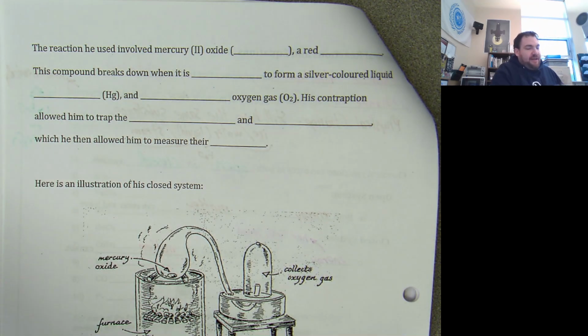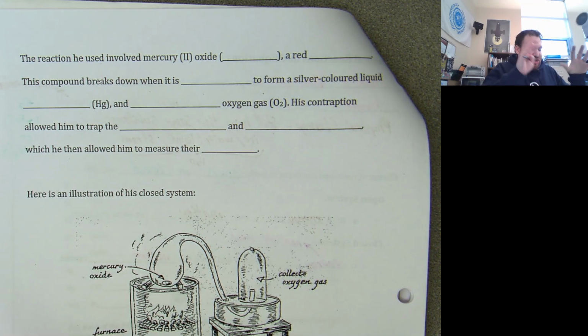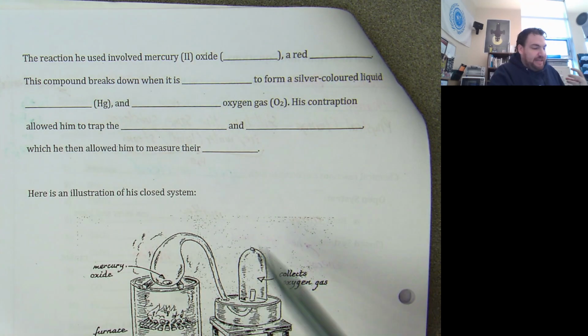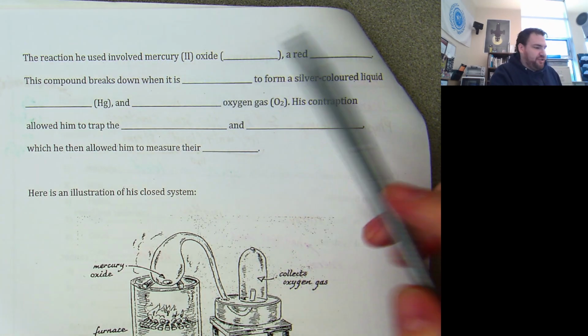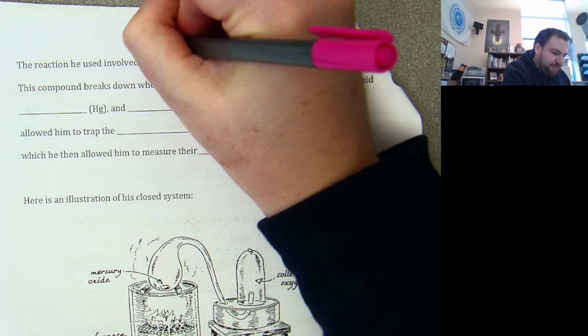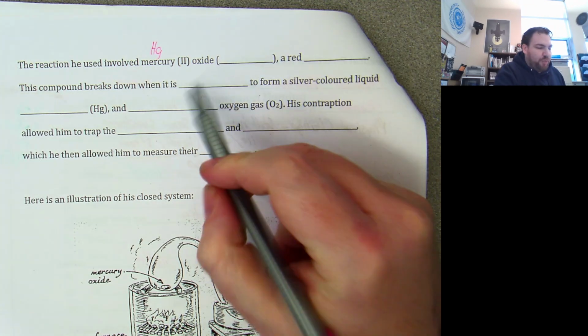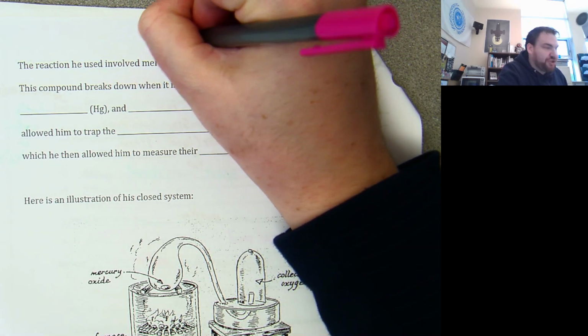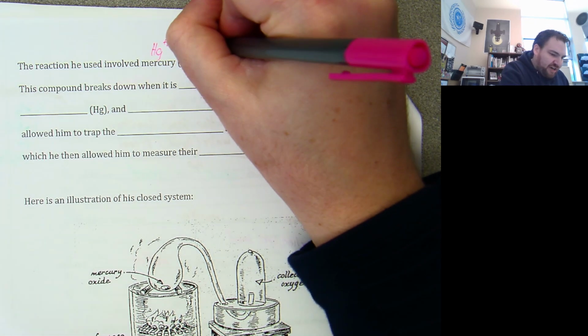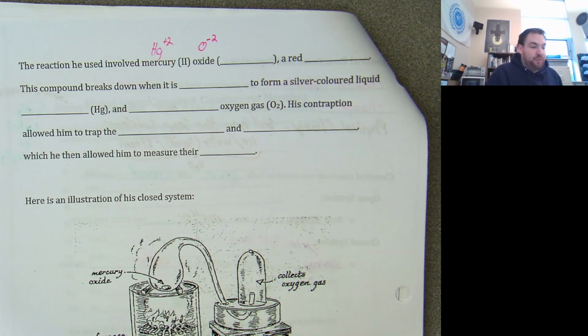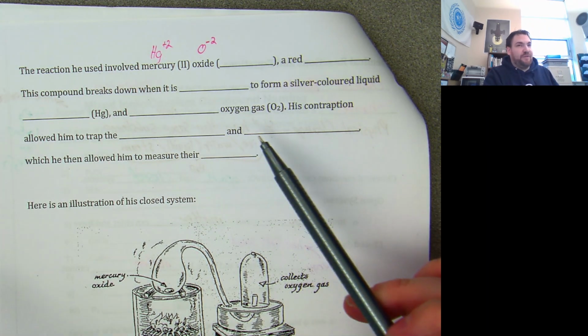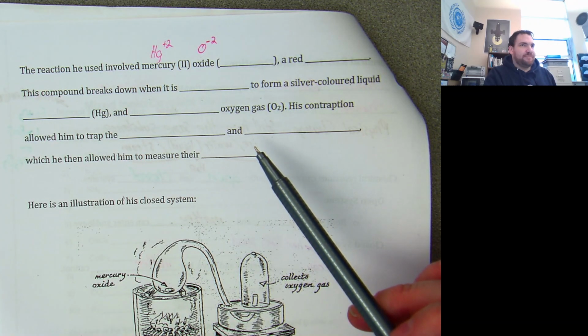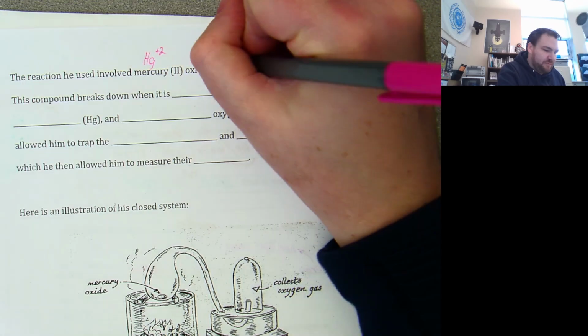The reaction he did, and I'm not going to get into all the nitty-gritty details of it, but as a general overview of the reaction, what he did was he took mercury 2 oxide. So mercury 2 oxide, mercury is Hg. Roman numeral 2 means it has a charge of +2. And oxide, which is O minus 2. So mercury 2 oxide has what formula? HgO.